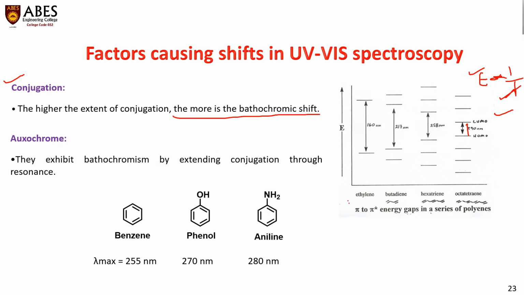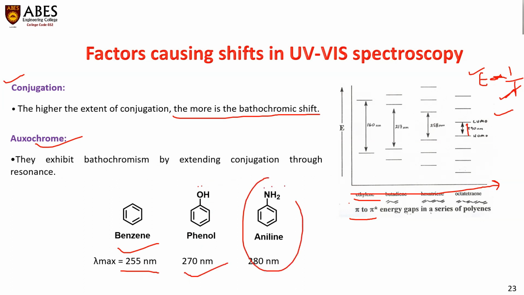For example, ethylene shows the pi to pi star transition. When the conjugation increases, the band gap decreases, and these show the bathochromic shift. An auxochrome increases the conjugation, so it gives a bathochromic shift. For example, benzene has a lambda max at 250 nanometer. When we attach the phenol OH group, there is a bathochromic shift. When we attach an amino group, it is always a bathochromic shift due to the increase in the conjugation.